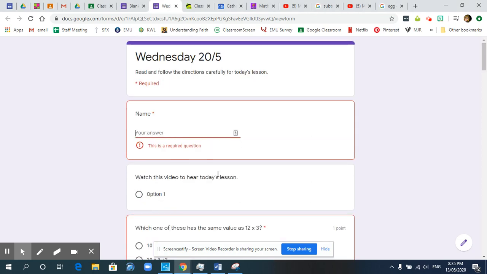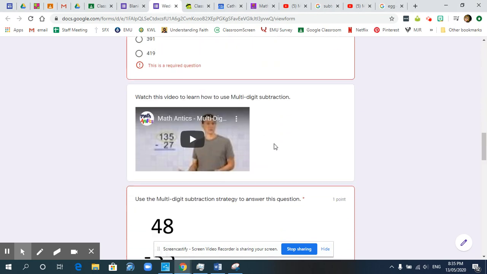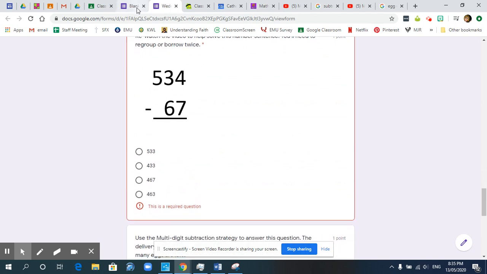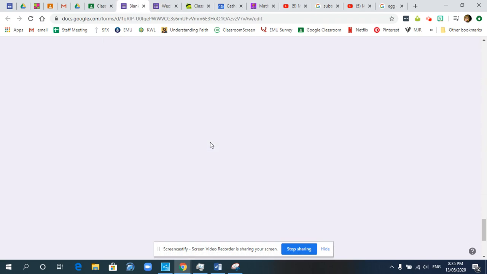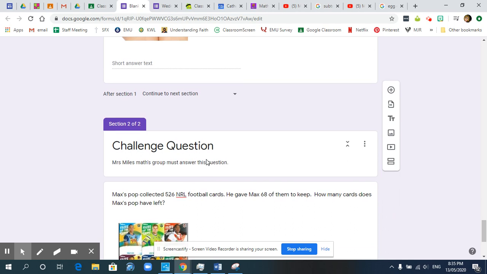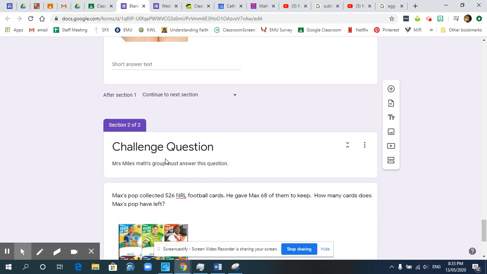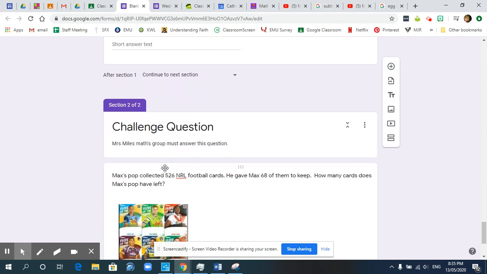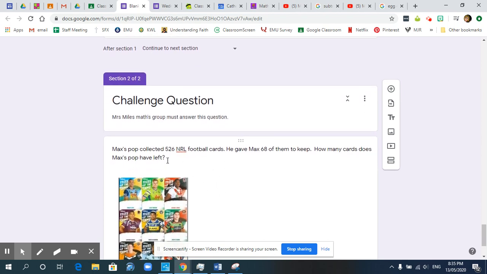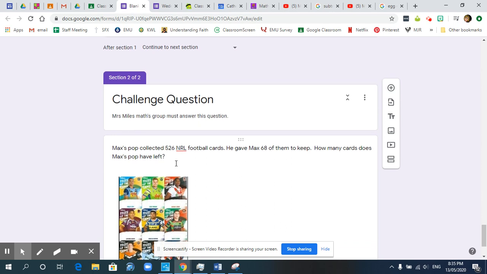You'll all need to press this anyway for the second section. I'm going to have to go back to my page. The second section is a challenge question. Now, the challenge question is available for everybody to have a go at, and you can use whatever strategy that you've learnt today to try and figure this out.